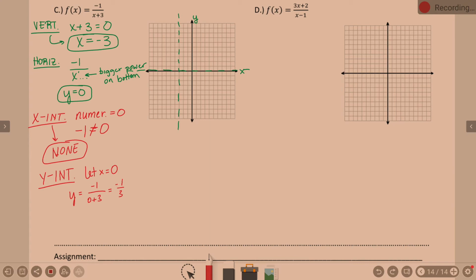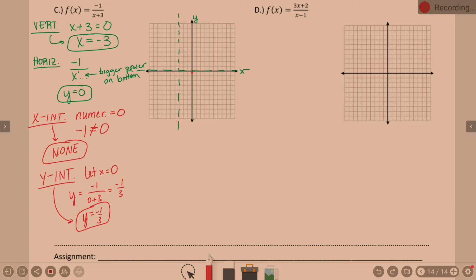Negative 1/3. Okay, that's my y-intercept. Y-intercept of negative 1/3 on the y-axis, you are going 1/3 below 0. If we wanted to, we could say we have enough information to draw this graph right now.